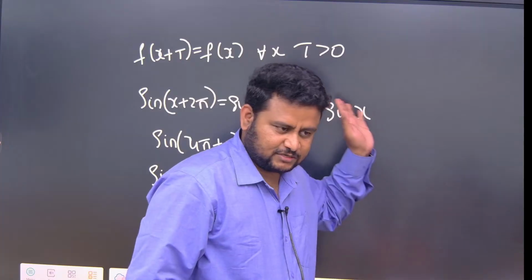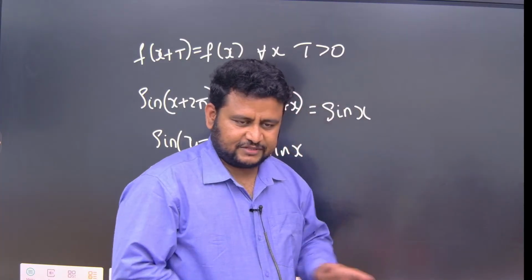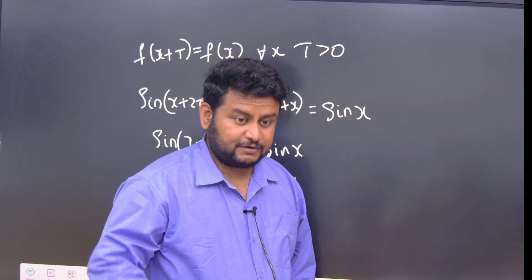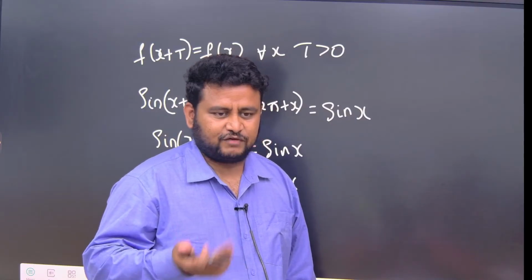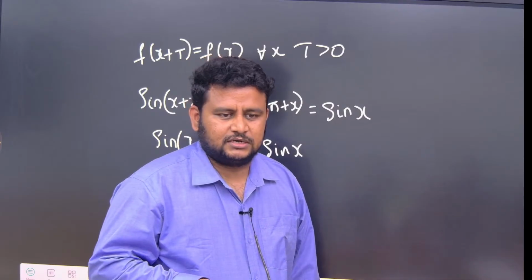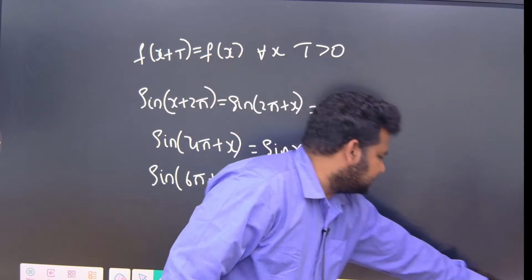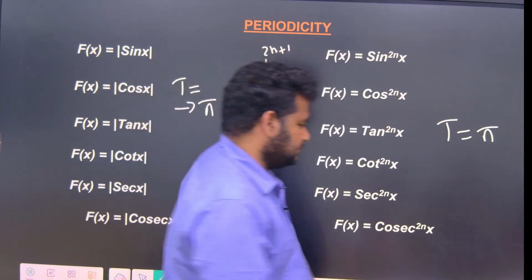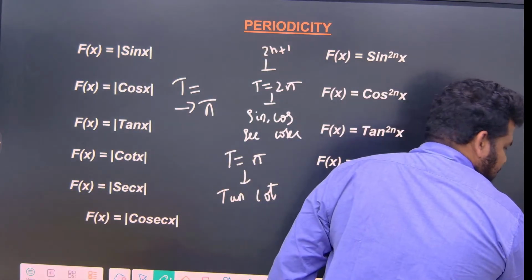Odd powers are nothing but the normal functions. For those, everything is 2 pi except tan and cot. But when it comes to even powers, what did I say? Pi. For a modulus function, it is pi. That's it.